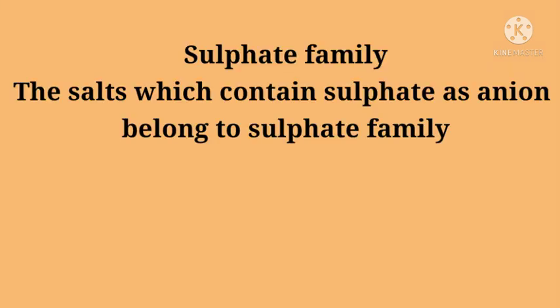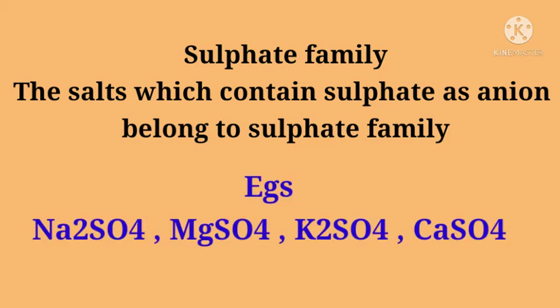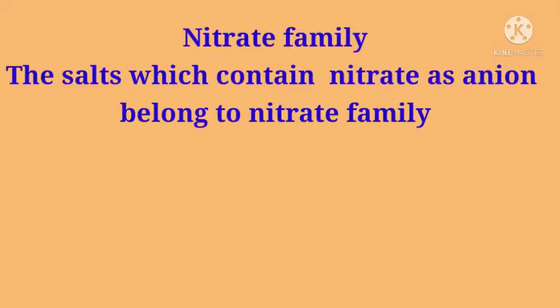The next family of salt is the sulfate family. The salts which contain sulfate as anion are called sulfate family salts. For example, Na2SO4, MgSO4, K2SO4, CaSO4, etc. All these salts contain SO4 as the anion, so they belong to the sulfate family, and these salts are obtained from sulfuric acid.